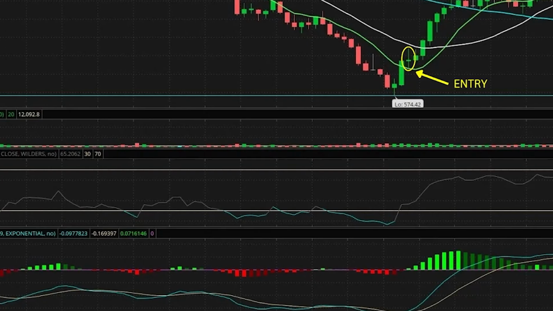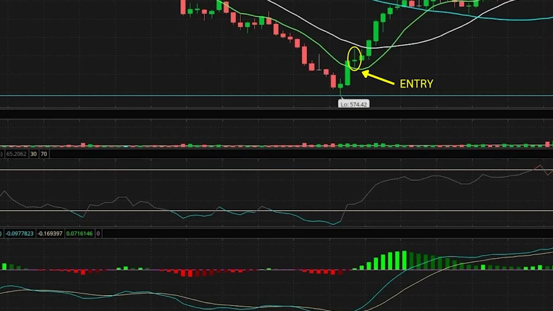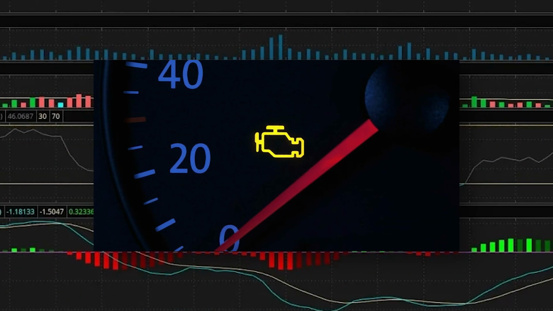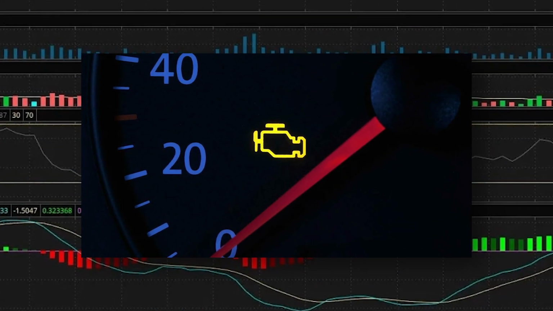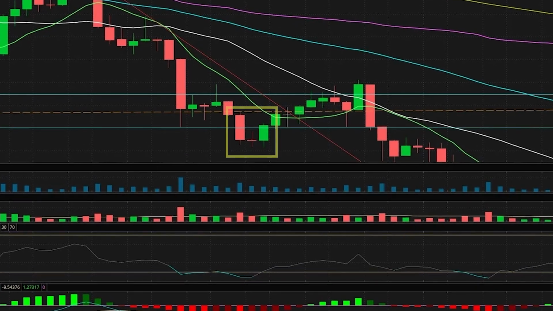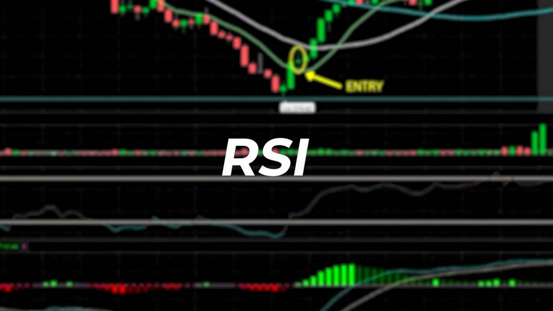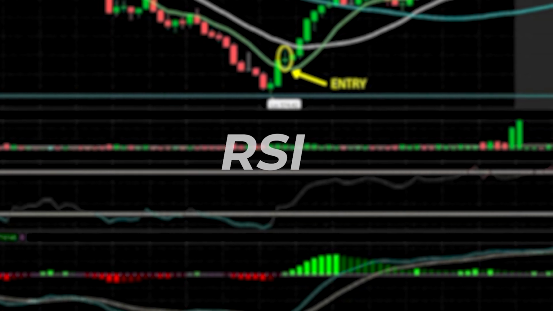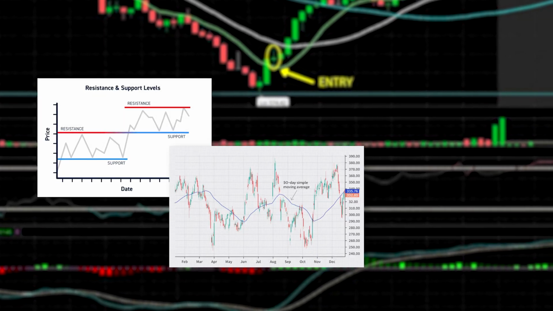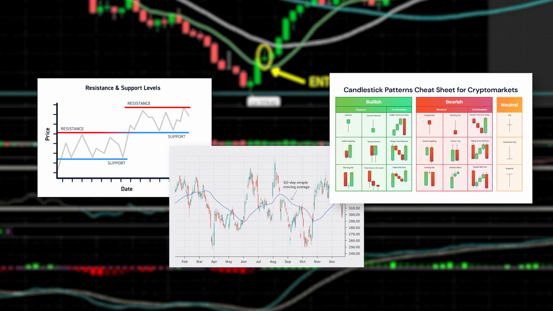These examples show that RSI isn't just a buy or sell signal. It's more like a check engine light. Use it to flag potential opportunities, but confirm with other signals before you make a move. If I went with RSI alone for all these trades, I wouldn't have seen the same results. That's why RSI works best when combined with other tools.